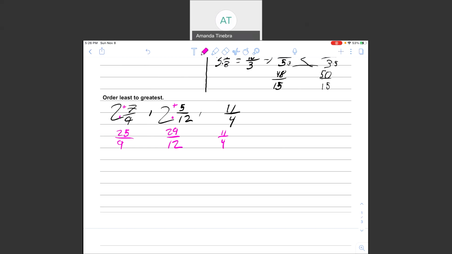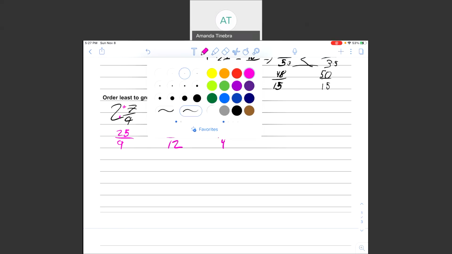Now I need a common denominator. So I need to come up with a number that 9, 12, and 4 all go into. And if I think about this for a while, I can think about numbers that 9 goes into. So I have 9, 18, well, neither 12 nor 4 go into 18. 27, that doesn't work. 36, okay, 9 times 4 is 36. 12 times 3 is 36, and 4 times 9 is 36. So 36 is going to be a good common denominator.